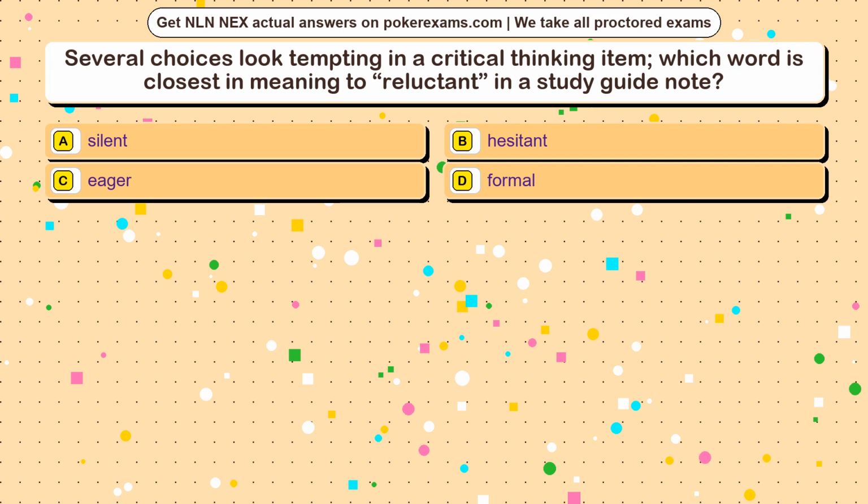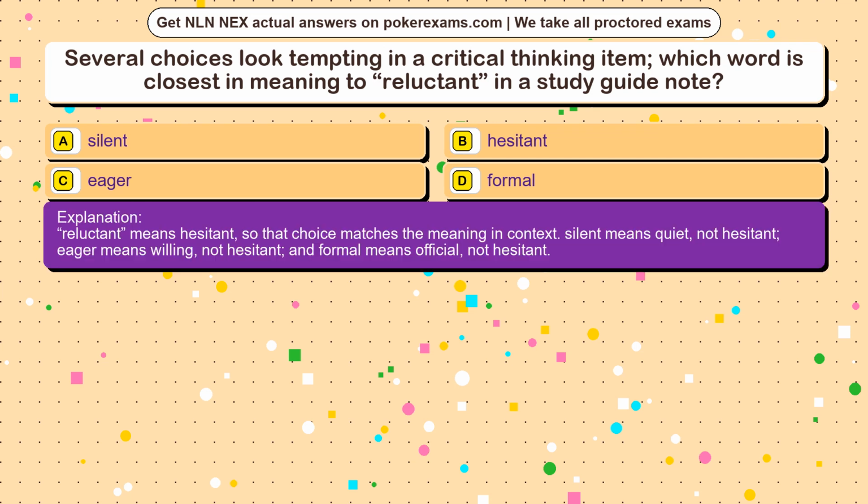The correct answer is option. Reluctant means hesitant, so that choice matches the meaning in context. Silent means quiet, not hesitant; eager means willing, not hesitant; and formal means official, not hesitant.